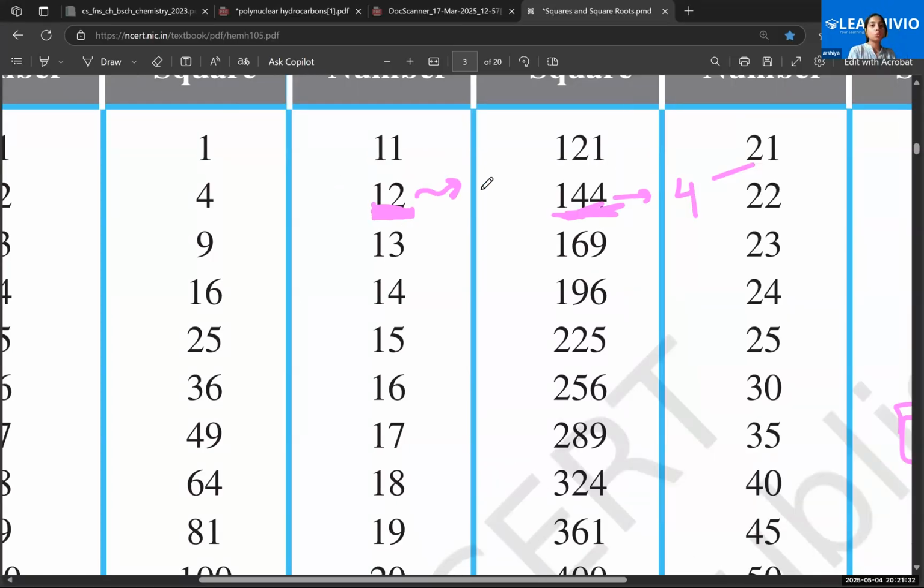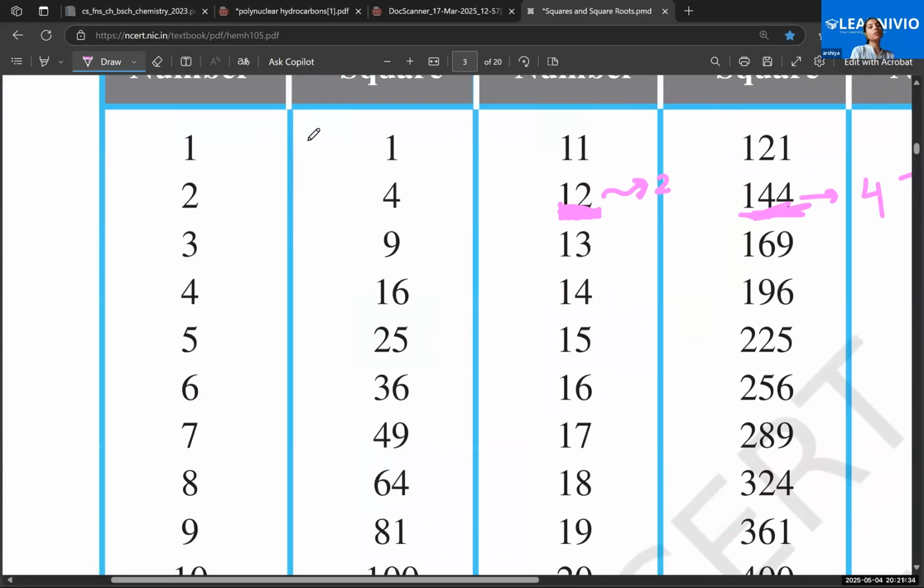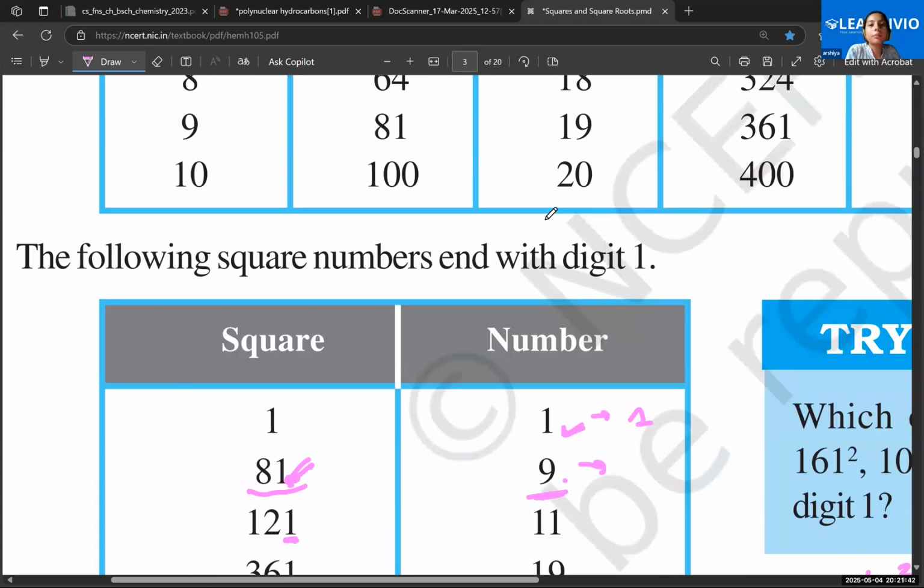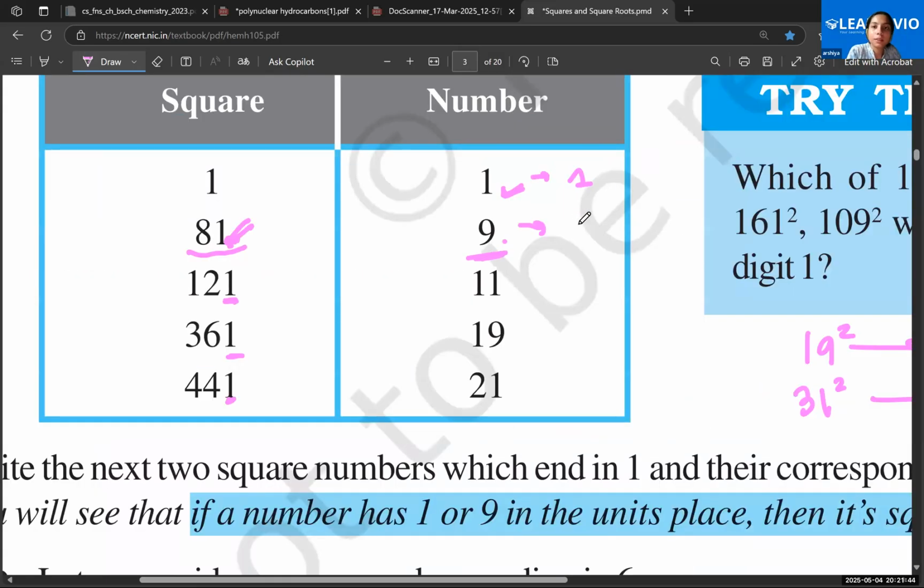All right. What will be in the ones place of 12? 2. Okay. And ones place of 1? 1. Okay, so that is what I was asking here. What is in the ones place of 9? 9. Here, ones place. 1. What about this? 9 and then 1. So the pattern you were talking about is this only, that the ones place of the number will either have 1 or 9.